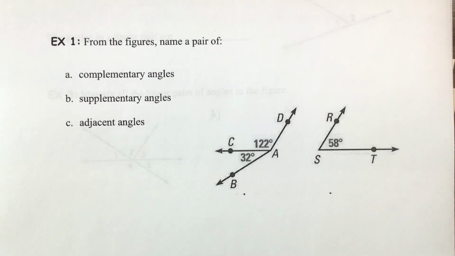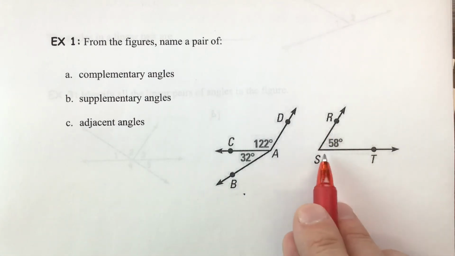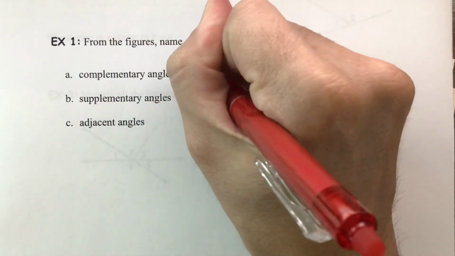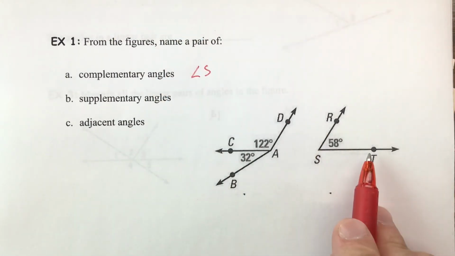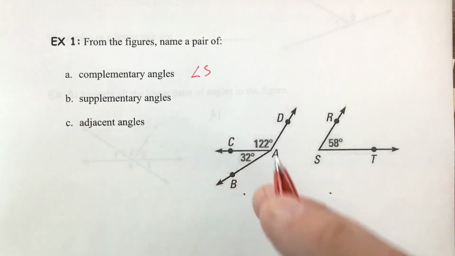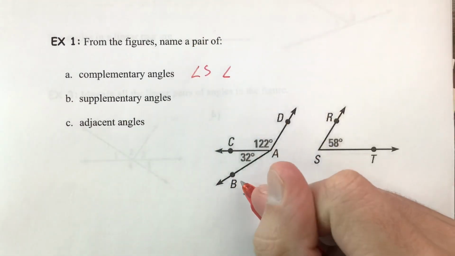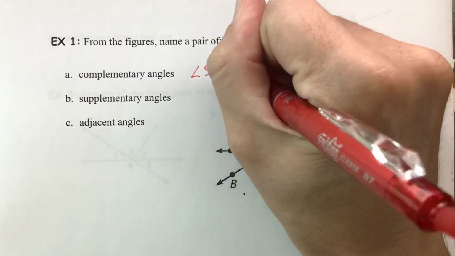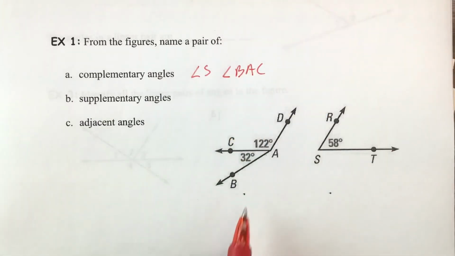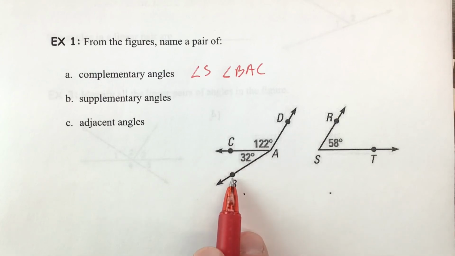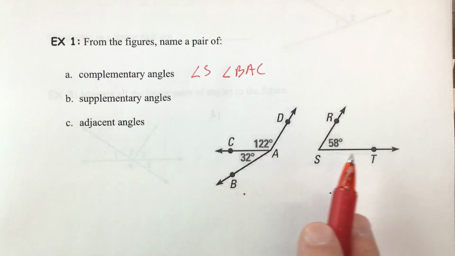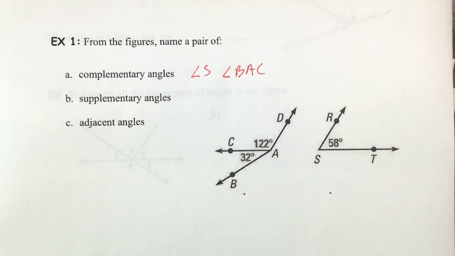So those are our complementary angles. Over here, this angle, you can actually just call it angle S. That's fine because there's no confusion over here. But the angle that we have down here, we're going to need to use 3 letters. Let's just go ahead and call it BAC. You could also call it CAB, that would have been fine. But you do need to use 3 letters here. You can't just simply call it angle A. But on that one, you can just call it S, that's fine.